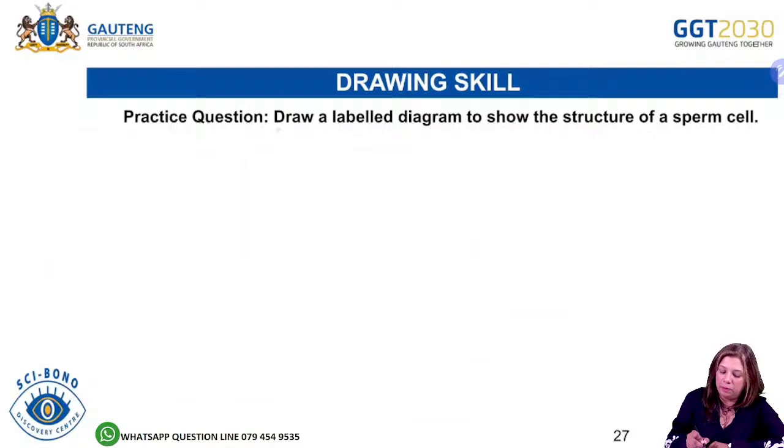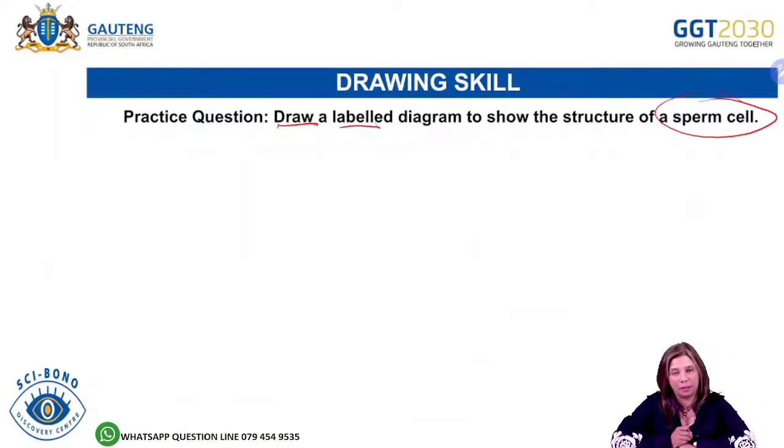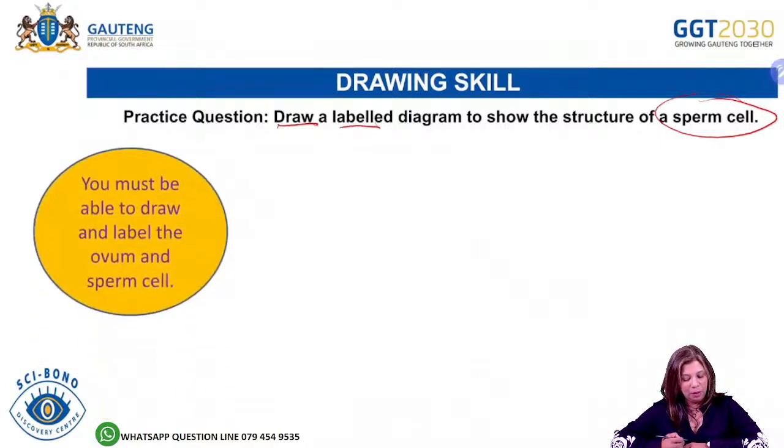So we're going to be drawing, we're going to be labeling, and we are going to be dealing with the sperm cell. You must put your textbooks aside, take out a page and start to draw. Then you open your textbook again and start marking according to the answers in your answer sheet.